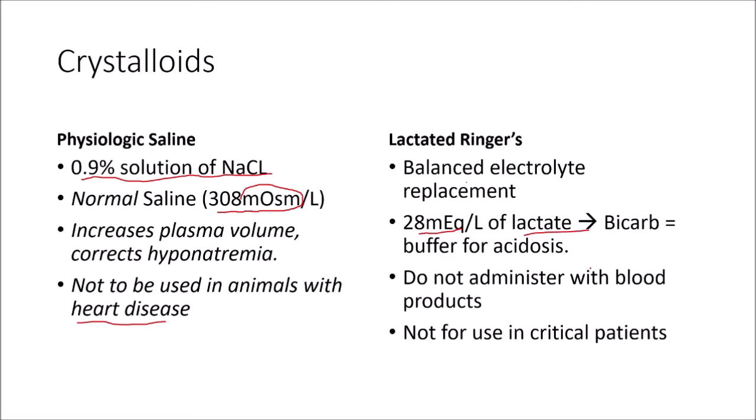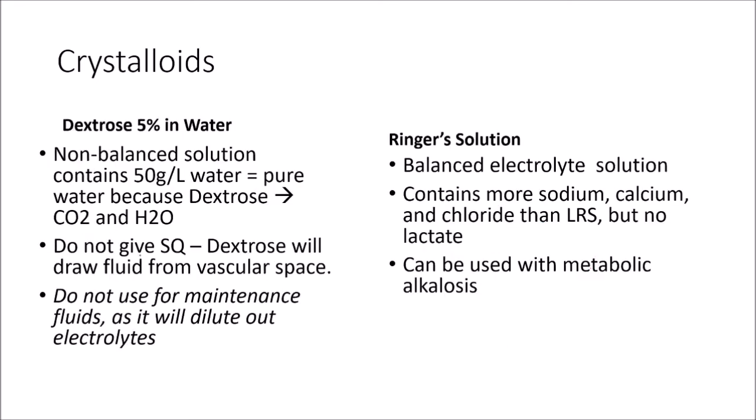Dextrose 5% in water is a non-balanced solution containing 50 grams per liter of water, essentially pure water, because the dextrose will turn into CO2 and water. We do not give it sub-Q because dextrose is a large molecule and it's going to draw fluid from the vascular space, so you never want to give it sub-Q because of that.